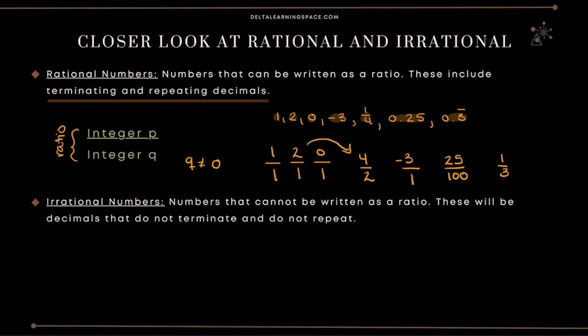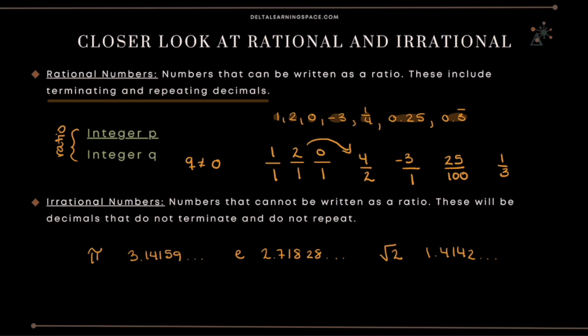Now let's take a look at our irrational numbers. These are numbers that cannot be written as a ratio. These will be decimals that do not terminate and do not repeat. And here I've pasted the three examples from the previous page: pi, e, and the square root of 2. And all of these values will never end, and there will be no repetition. E will look like there's a repetition, but as you go further into that decimal, you will find that it's not a true repetition.